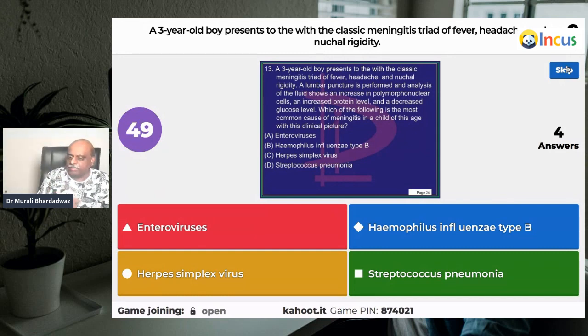A lumbar puncture is showing PMNs, increased protein, decreased glucose. What is the most common cause of meningitis in a child of this age with this given clinical picture? It is a very, very important question to all of you. Considering the LP findings and the age of the patient, what do you think is the most likely cause for the meningitis in this kid?